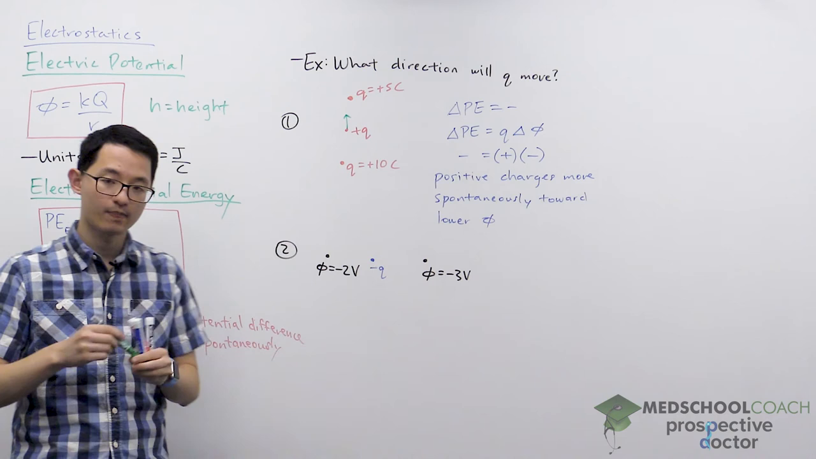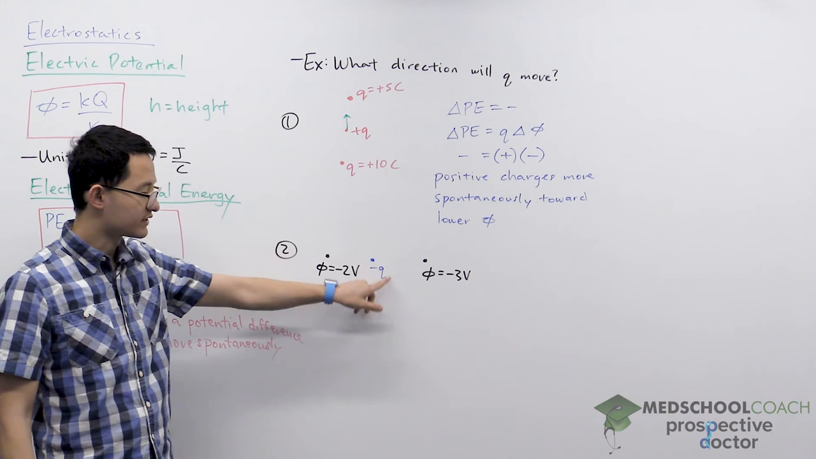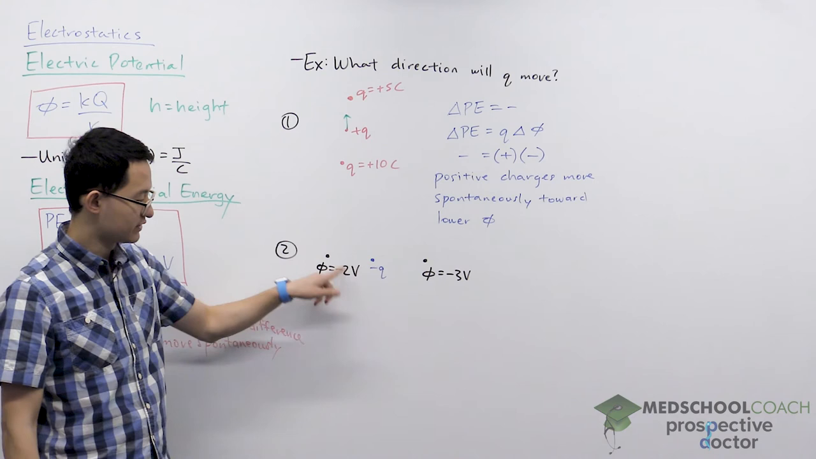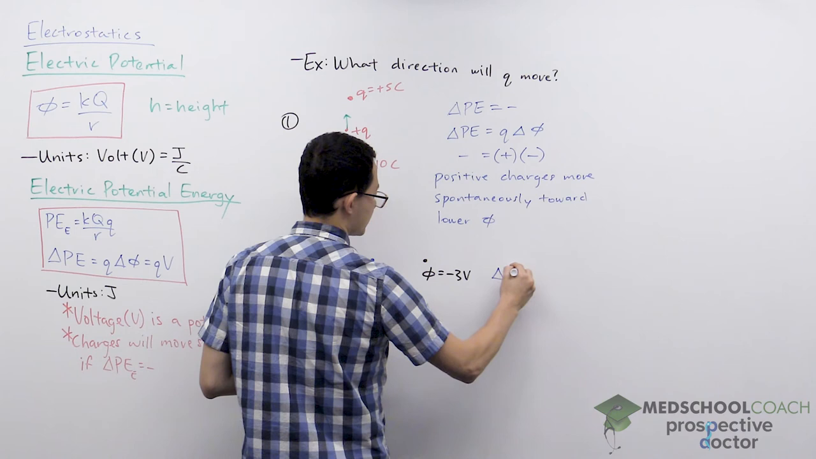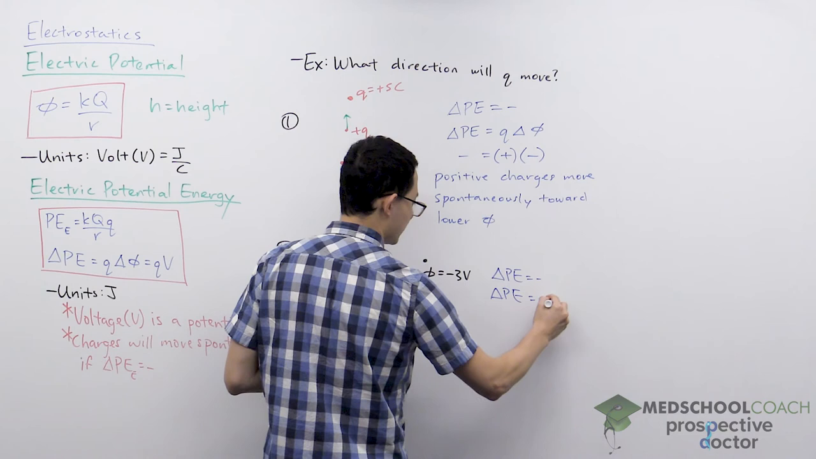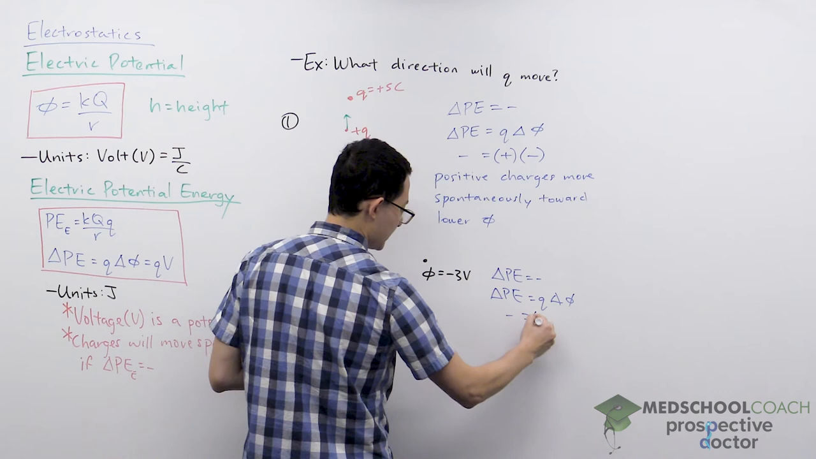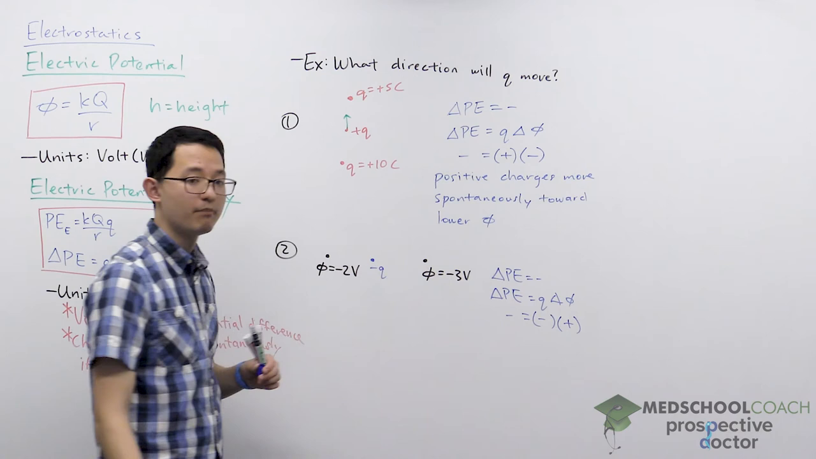Okay. So now let's take a look at this situation over here. Now our charge is negative, and instead of being given point charges, you're just told the potential at this point is negative 2 volts, and the potential at this point is negative 3 volts. So again, we want the change in potential energy to be negative for spontaneous motion. Change in potential energy is Q delta phi. And if we want the change in potential energy to be negative, when the charge is negative, that means the change in potential has to be positive. So negative charges will move towards higher potential.